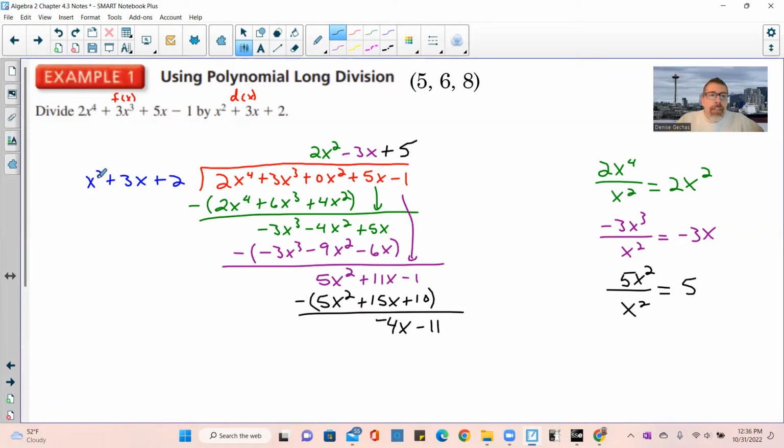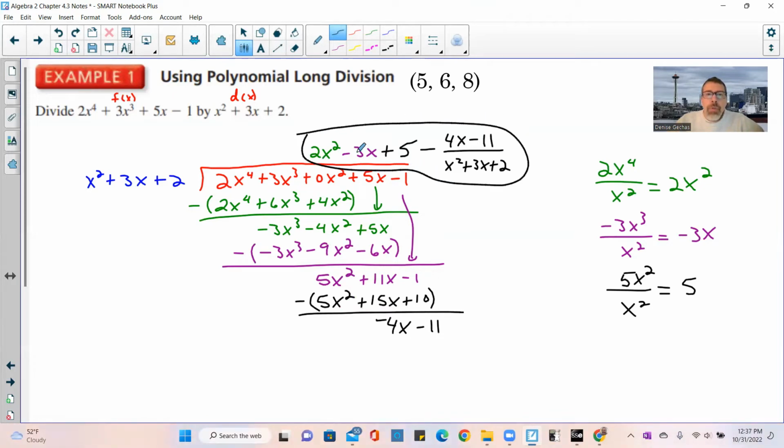So I can't divide x squared. x squared will not go into 4x. Okay, once you get to a degree that's less than what you're dividing by, you are done. This is the remainder. So you'd say minus, because it's negative, and put 4x minus 11 over our d of x, which is x squared plus 3x plus 2. So this is our answer. We got 2x squared minus 3x plus 5 minus 4x minus 11 over x squared plus 3x plus 2.